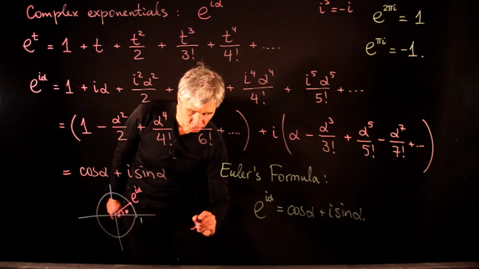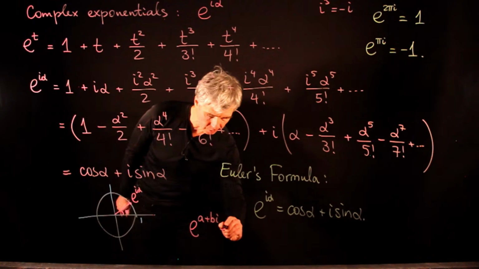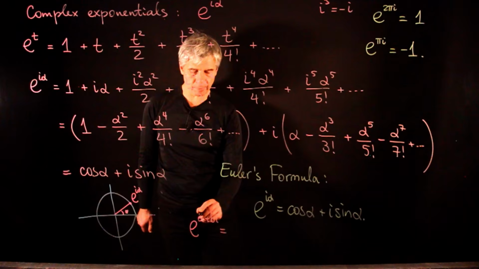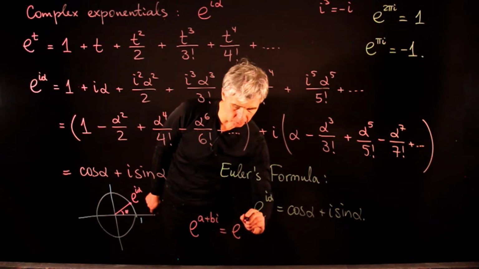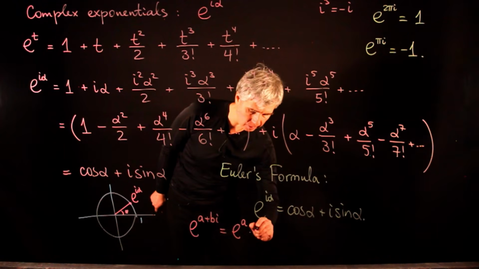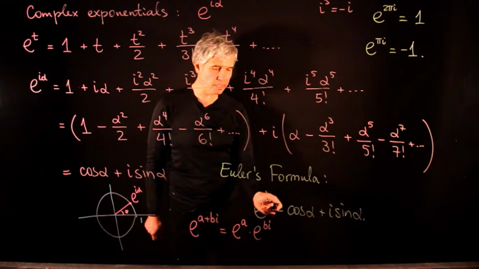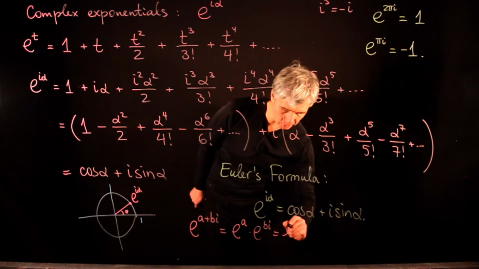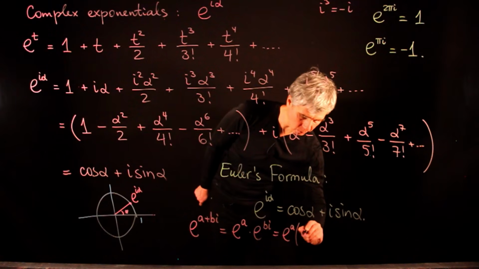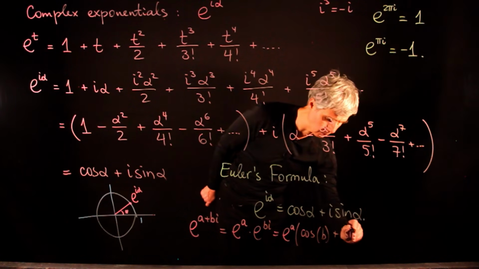If we need to exponentiate a complex number which is not purely imaginary, then we use the property of the exponential function that the exponential of a sum is the product of exponentials. So this will be e to the a times e to the bi. And e to the bi is expanded using Euler's formula. So we will have e to the a times cos of b plus i sine of b.